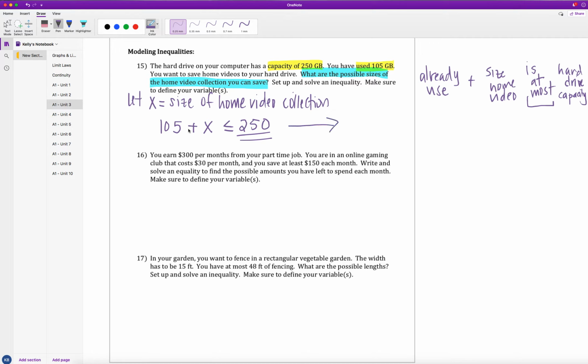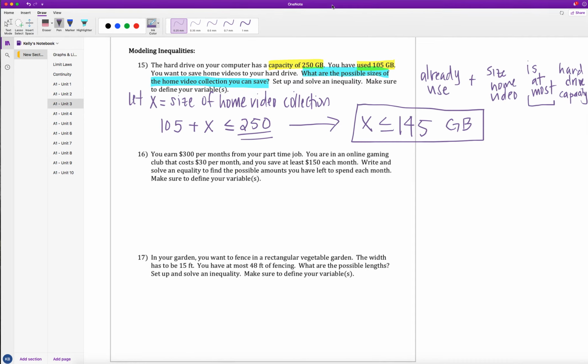To solve this inequality, we would subtract 105 from both sides and get x is less than or equal to 145 gigabytes, technically, if we're thinking about the units there. And we have now solved our inequality. But all of this thought process is necessary in order to demonstrate that we understand what's going on in our problem.